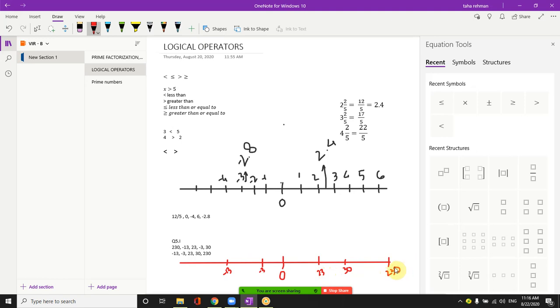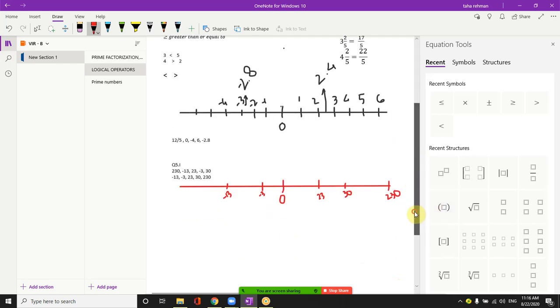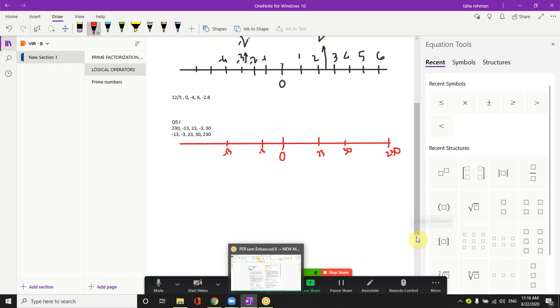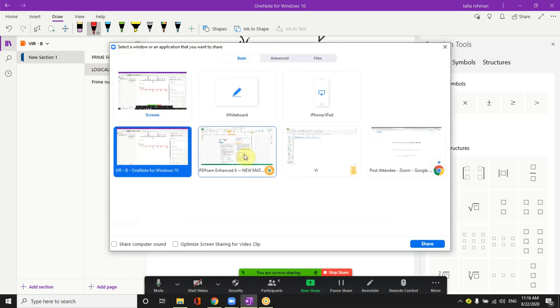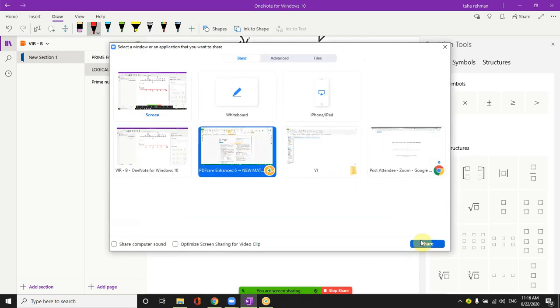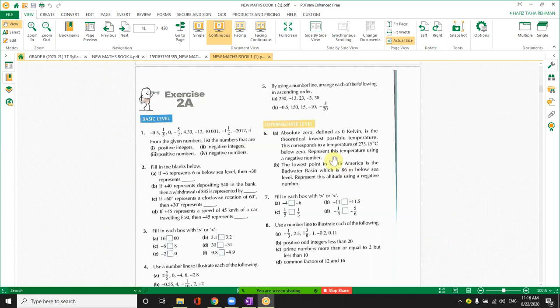Got it? Yes, sir. Abdullah Ali, Fasi, and Suhaib Saqib, did you get the point? Yes. Okay. Very good. Now moving towards the next part.